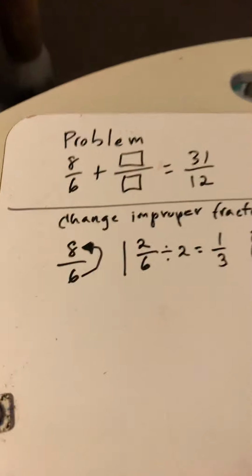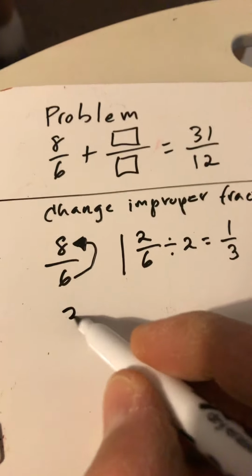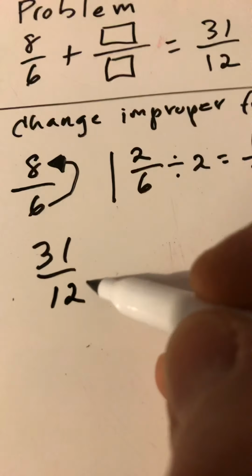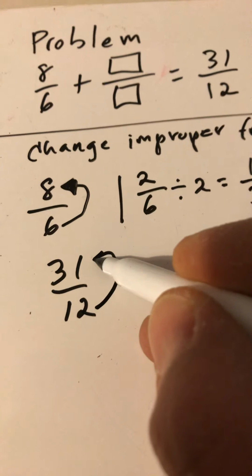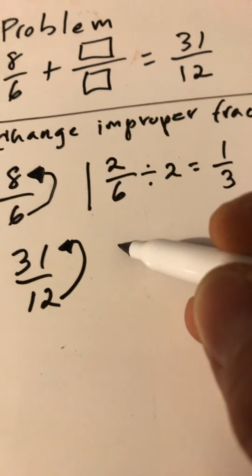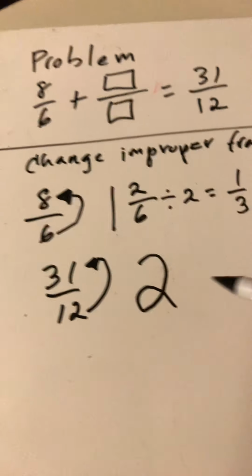Okay? I'm going to do the same thing with this other improper fraction here, 31/12. Again, I'm going to follow the same steps. How many 12s in 31? Well, 2 times 12 is 24, so there's 2. 3 times 12 is 36. That's too many. I can't go over.